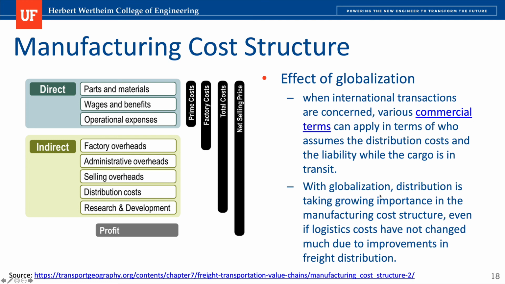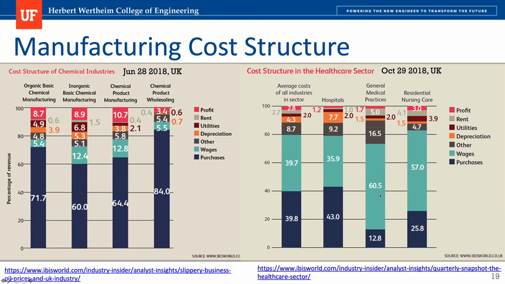We are not going to take globalization into consideration, but if you are in these big companies, you may need to talk with somebody to know how to include the cost associated with globalization and the market at a global level. So this is just the final thing, showing you that the manufacturing cost structure does depend on the type of industry. Here on the left side, you have a cost structure of the chemical industry as of June 28, 2018. And then on the right side, you have the cost structure of the healthcare sector.